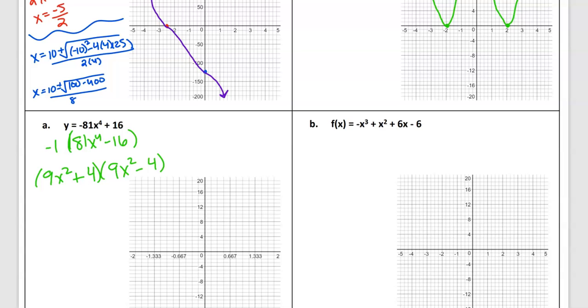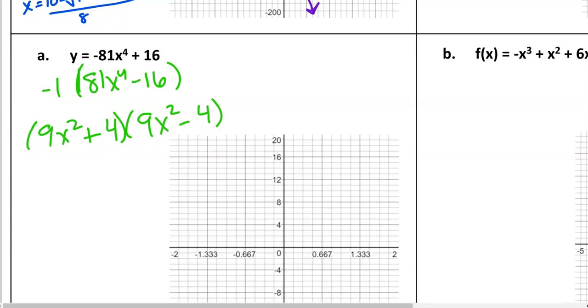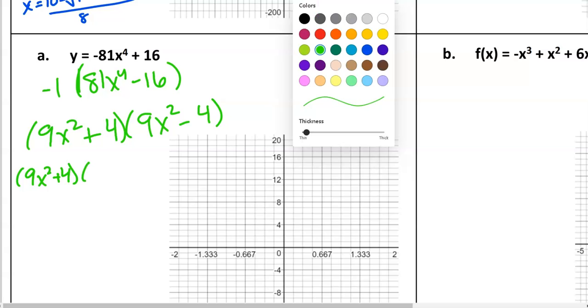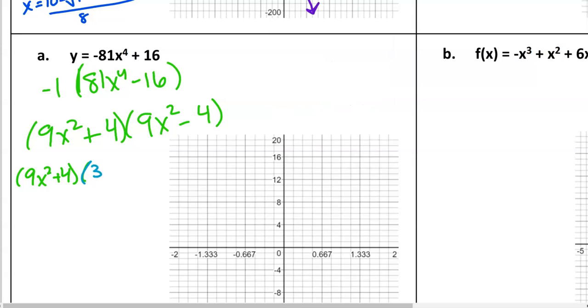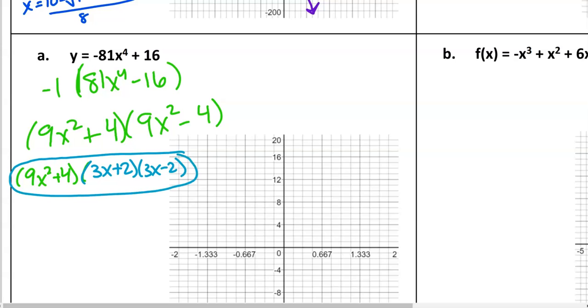Uh-oh. Is 9 a perfect square? Is x squared a perfect square? Is 4 a perfect square? That last piece is another difference of squares. So this first one is still 9x squared plus 4. But the last one becomes 3x plus 2 and 3x minus 2. Look at that. Isn't that nice? So that is factored form.